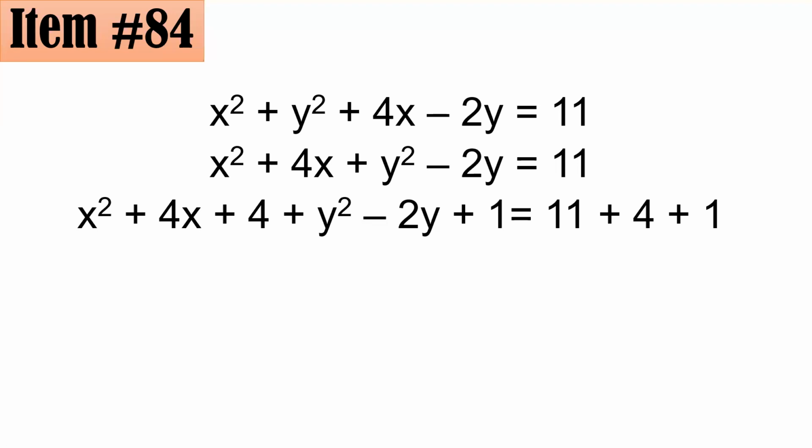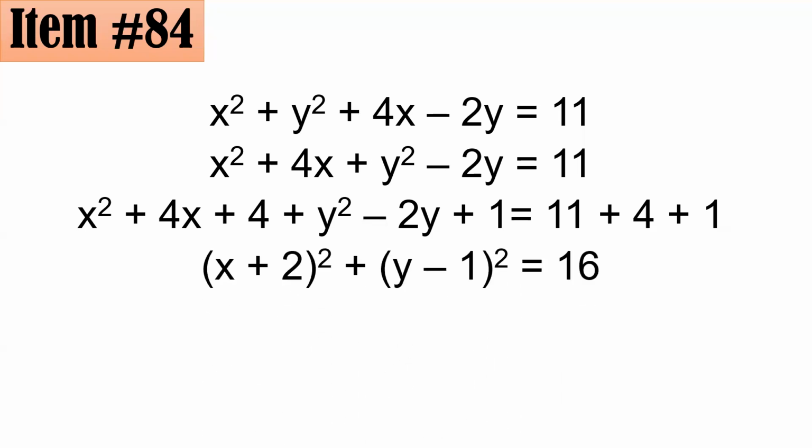I hope na clear po sa atin so far, no? Because from here, what I did next is, this is now a perfect square trinomial, yung x squared plus 4x plus 4, which could be expressed as x plus 2 quantity squared, plus this trinomial is equal to y minus 1 quantity squared, and 11 plus 4 plus 1 on the right-hand side is 16.